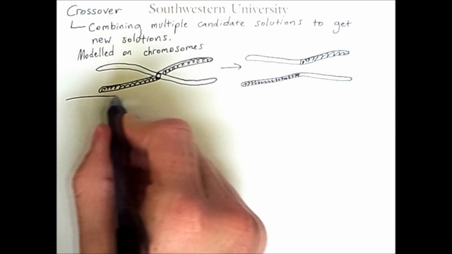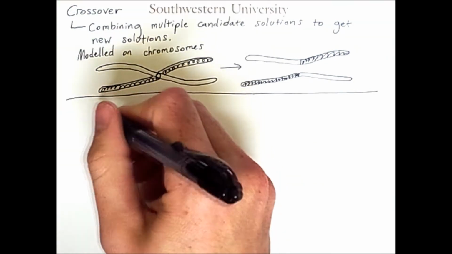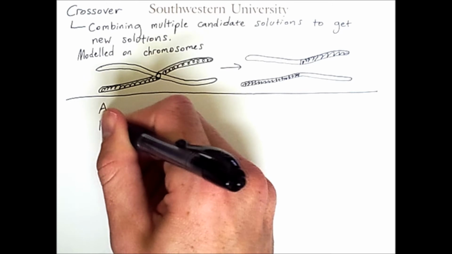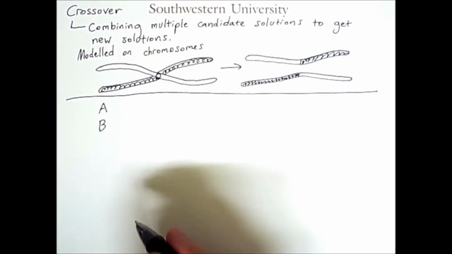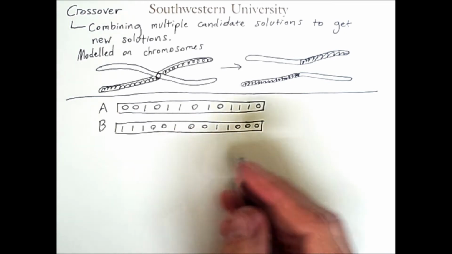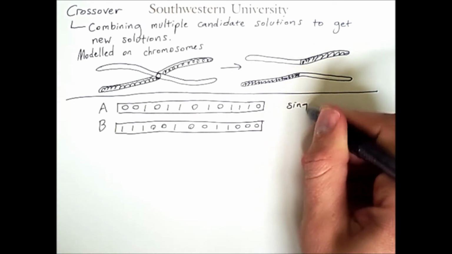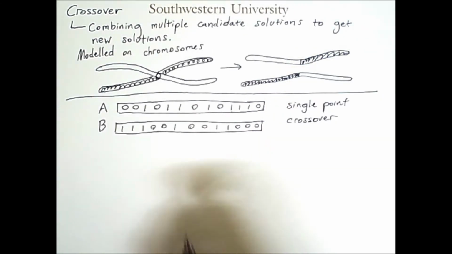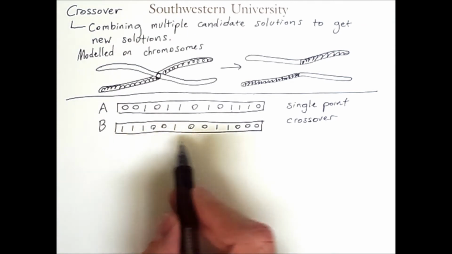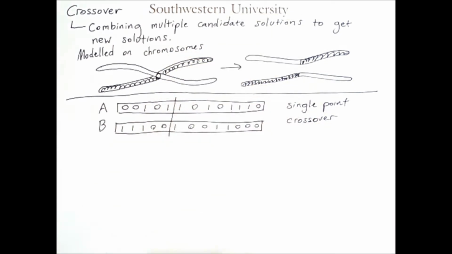In genetic algorithms, this process is abstracted in the following way. Consider two bit strings, A and B, that look like the following. Note that each of these bit strings are the same length. Now, what's happened in this biological example is single point crossover. We can do the same with these bit strings by randomly choosing a position to split the genomes, and then we can create two children genomes as follows.